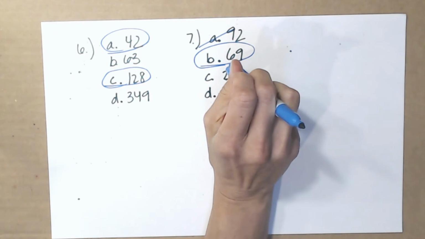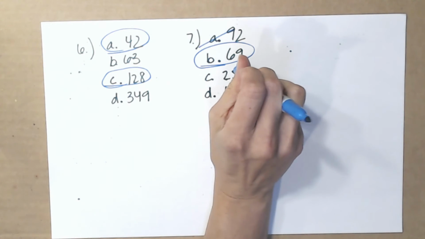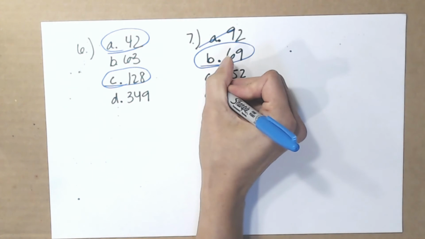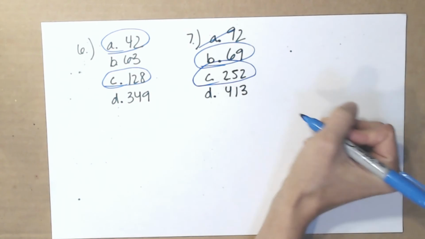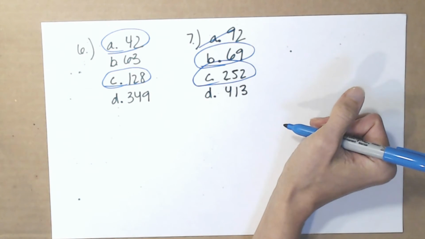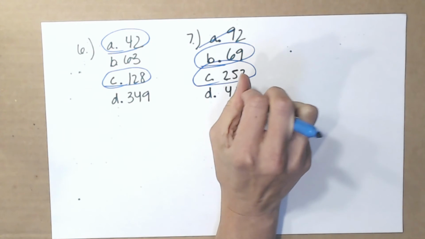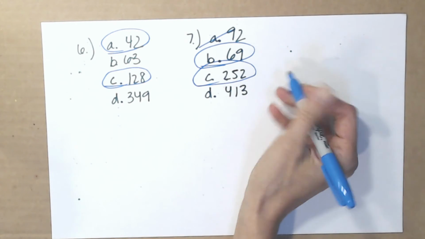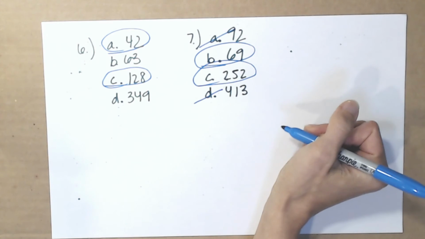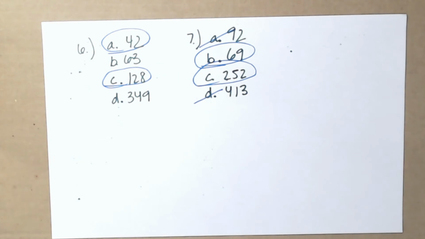252. If we add the sum of those digits, 2 plus 5 is 7 plus 2 is 9. That is divisible by 3, so that number is divisible by 3. And then 413: 4 plus 1 is 5 plus 3 is 8. 8 is not divisible by 3, so that number is not divisible by 3.